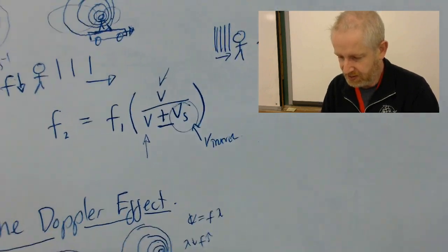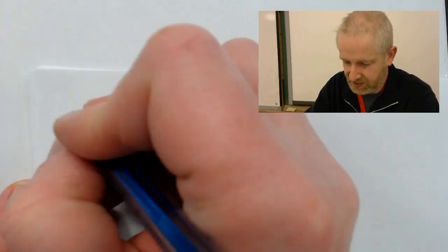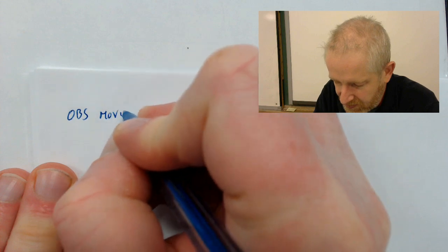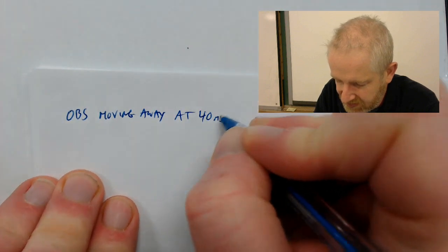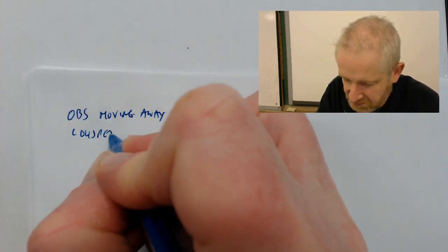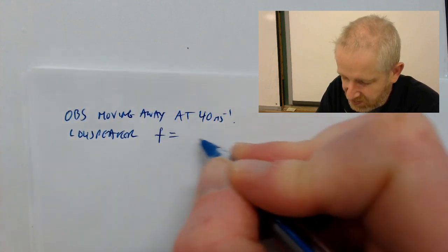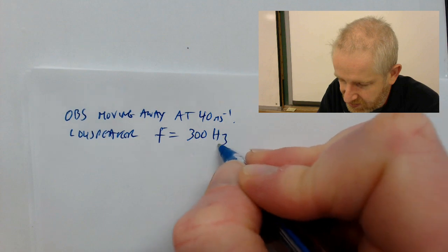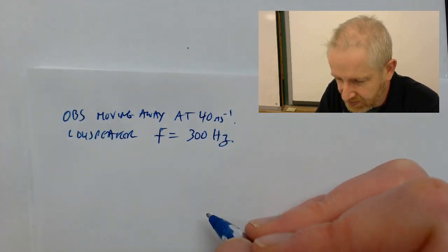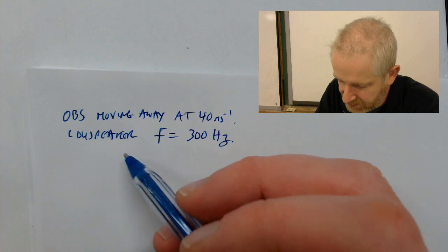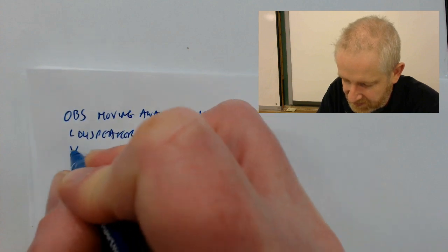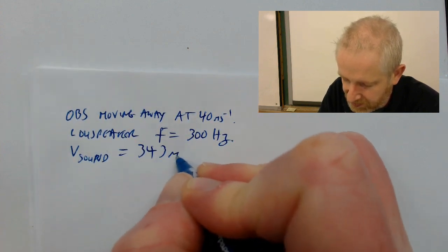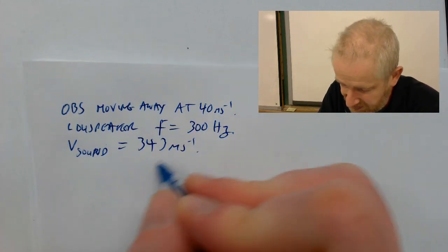All right. Last one. How about if our observer is moving? Observer moving away, say at 40 meters per second. The loudspeaker has a frequency of 300 hertz. And there we go. So the observer is moving away at 40 meters per second. We'll take the speed of sound to be equal to 343 meters per second. Let's put that into our equation and see what it gives us.